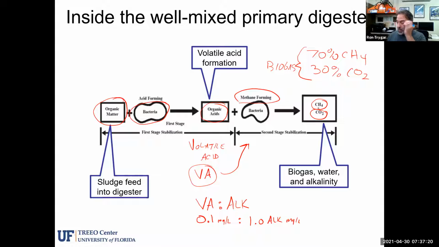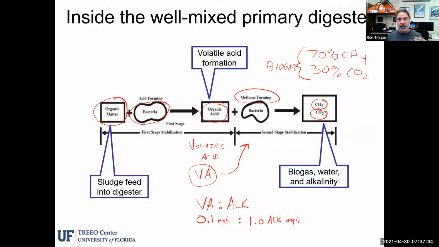Now remember that volatile acids tend to consume alkalinity or take up alkalinity. And also, if the alkalinity is not present, then the pH could actually start to fall. But if everything's working right, even though acids are forming, the alkalinity buffers it, and we generally don't see a pH problem in the digester.